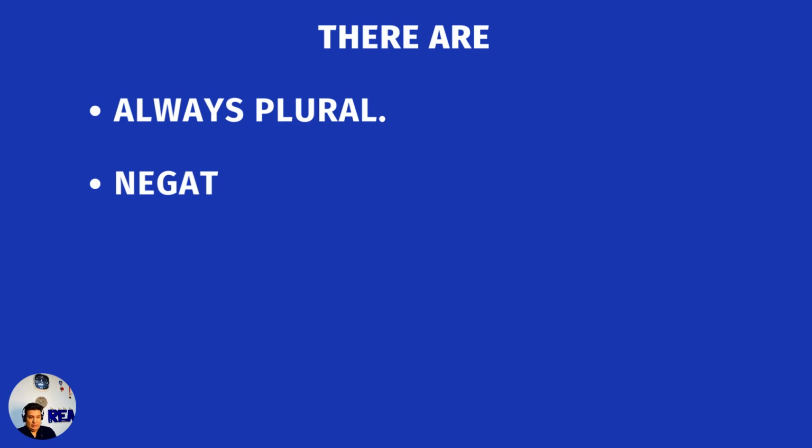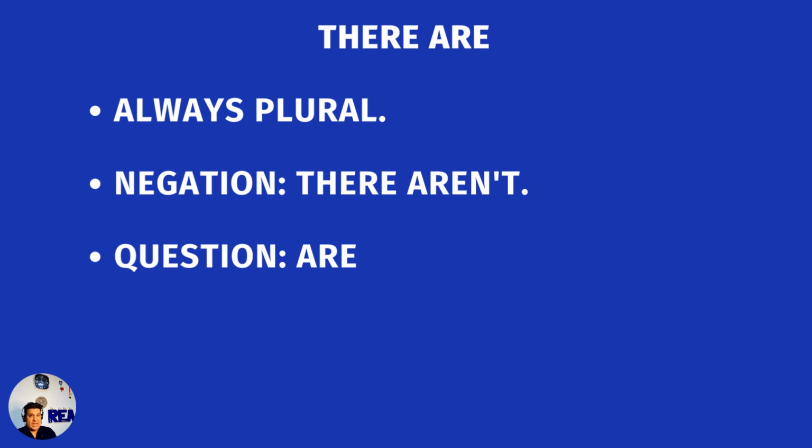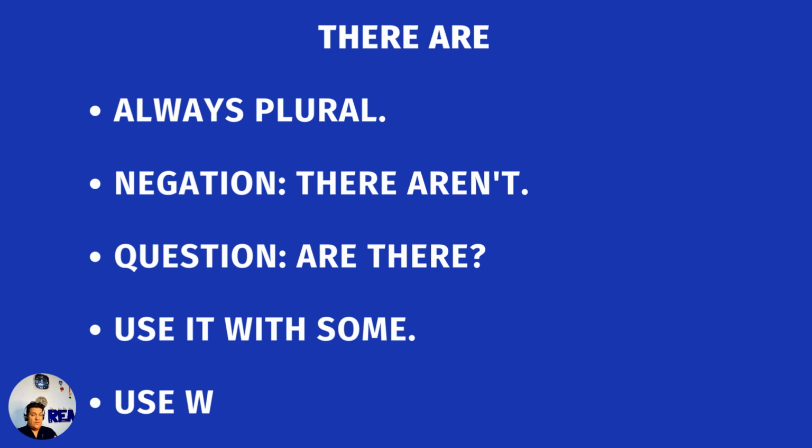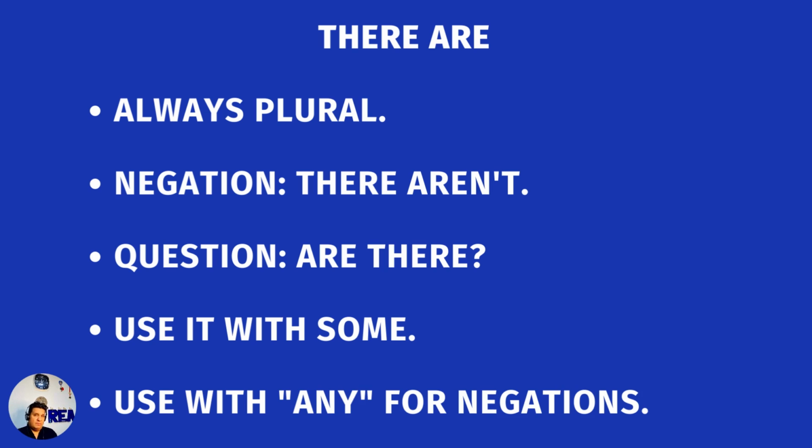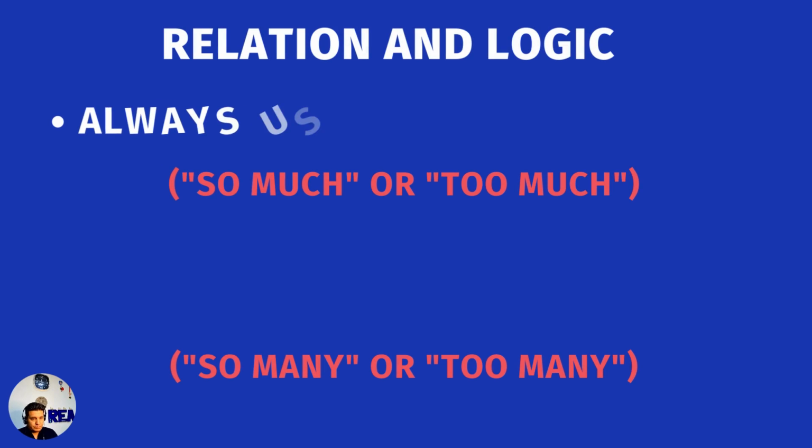Got it? All right. There are. There are is always plural. For negation, there aren't, and always use any. Whether you use there isn't or there aren't, always use any for negations. Questions are there, and we use it with some. In this case, some refers to plural things. And use it with any for negation. That's what I said before.